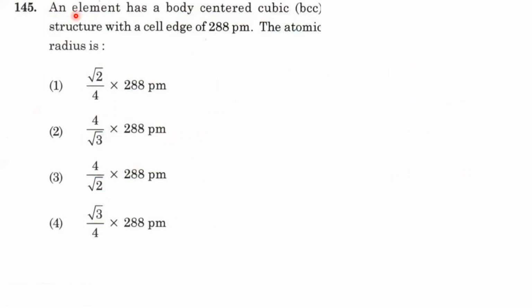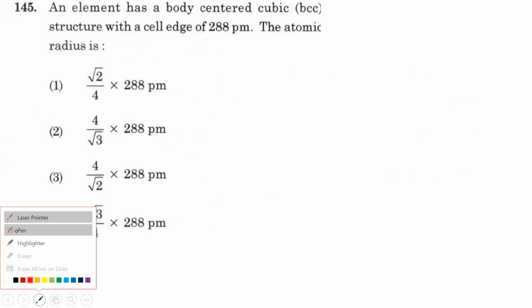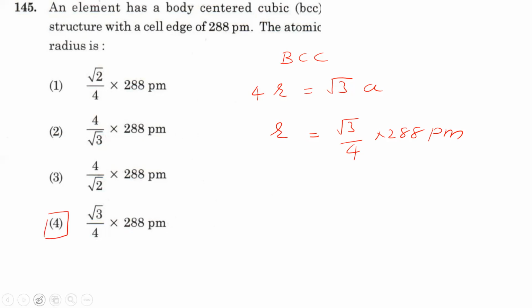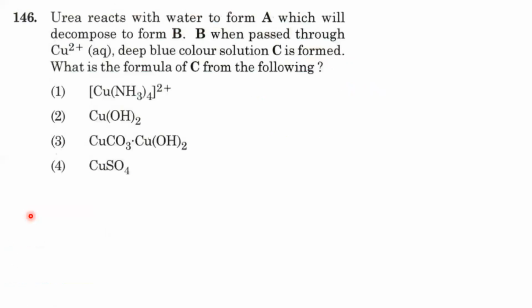Now in this question, an element has a body centered cubic lattice. Edge length is given. What is the atomic radius is the question here. Now it is coming under which category, in the sense BCC. BCC in the sense 4R is equal to square root of 3A. Therefore R, the atomic radius, is equal to square root of 3 by 4 times the edge length. Edge length is given, 288 picometer. So answer for this question is fourth option. Next we will go for next question.